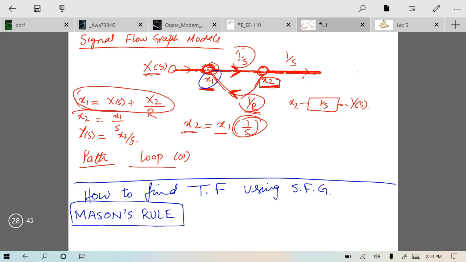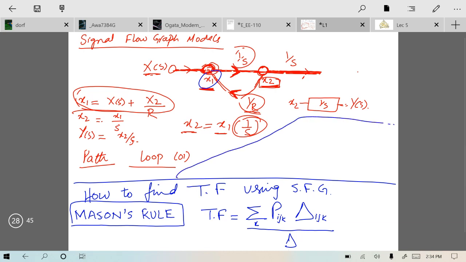Now what does Mason's rule say? Mason's rule says that the transfer function of any signal flow graph is equal to the summation over k of P_ijk times del_ijk, divided by del. You only need to find this P_ijk, del_ijk and del. Obviously at this point you don't know what P_ijk is, what del_ijk is, how to sum these two, and what del is. So let's discuss this one by one.